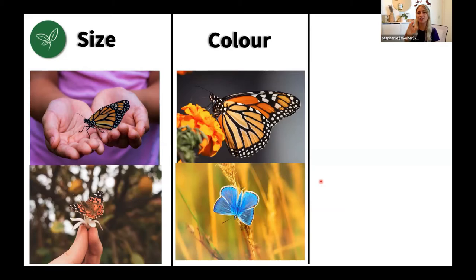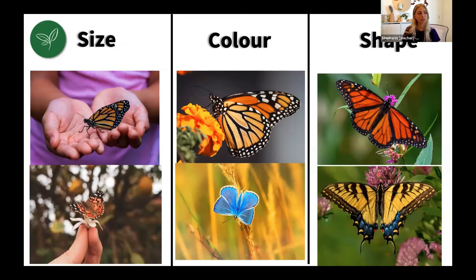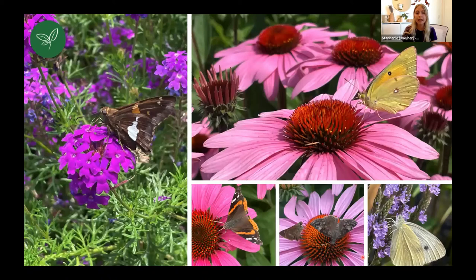And then shape. Shape is another really great feature. As you can see, these both seem like similar shaped butterflies. There are a couple differences here. We have the monarch butterfly and then a swallowtail. But as you can see, down here on its underwing, it has these long tail-like features. So the shape is another really good distinguisher between the species or the families as well, which we'll dive into in a second. And where to find these butterflies.